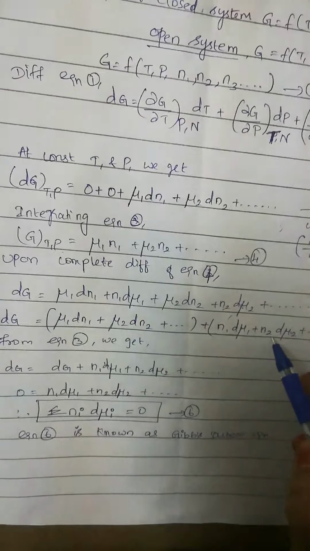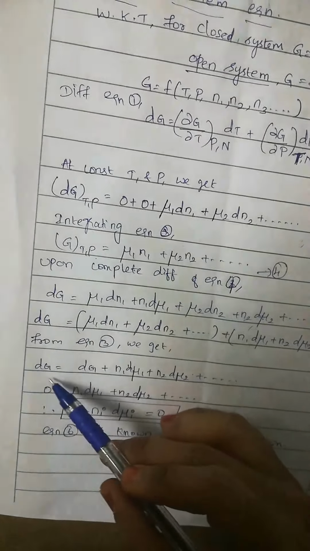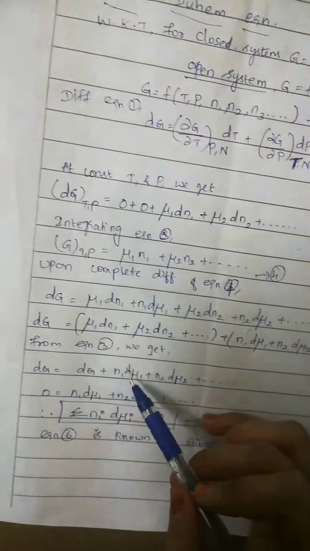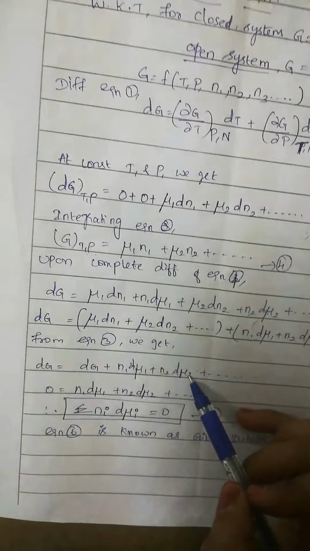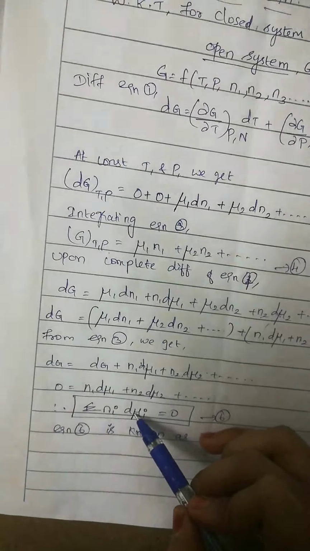Therefore, by cancelling these two terms, we will get 0 is equal to N1 d mu1 plus N2 d mu2. That is, the summation of Ni d mu i in general is equal to 0. This is known as the Gibbs-Duhem equation.